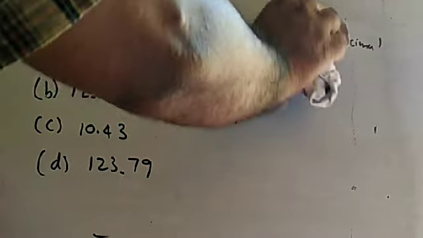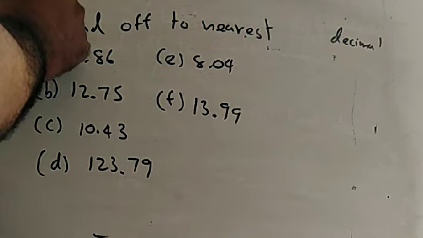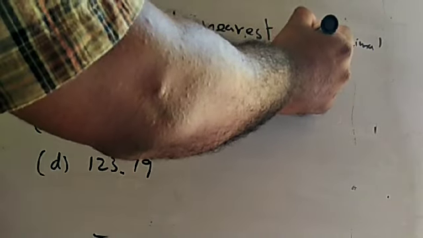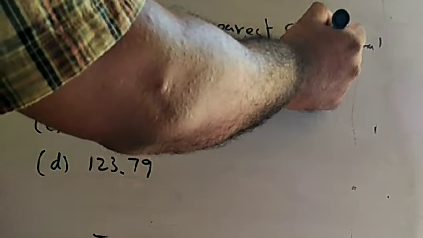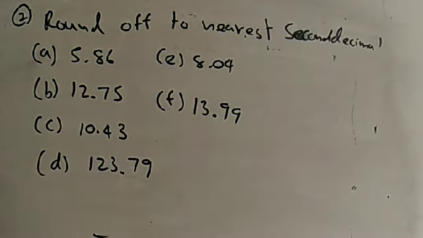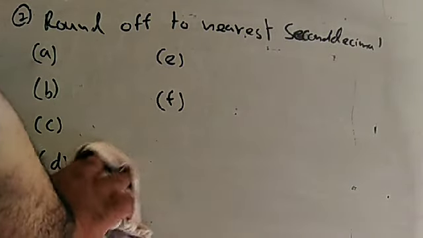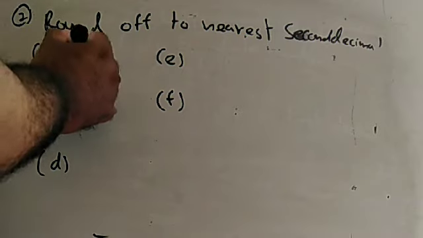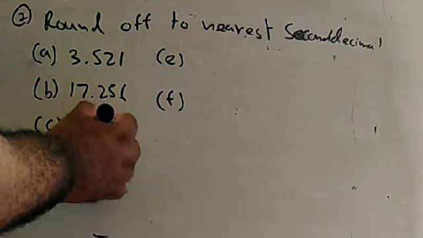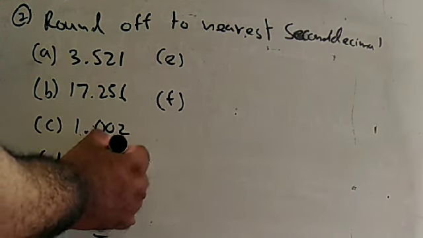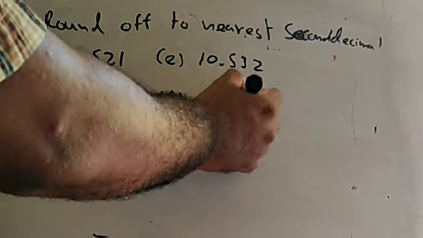Now the second one: round off to the second decimal place. 3.521, 17.256, 1.002, 12.523, 10.532, 9.235.